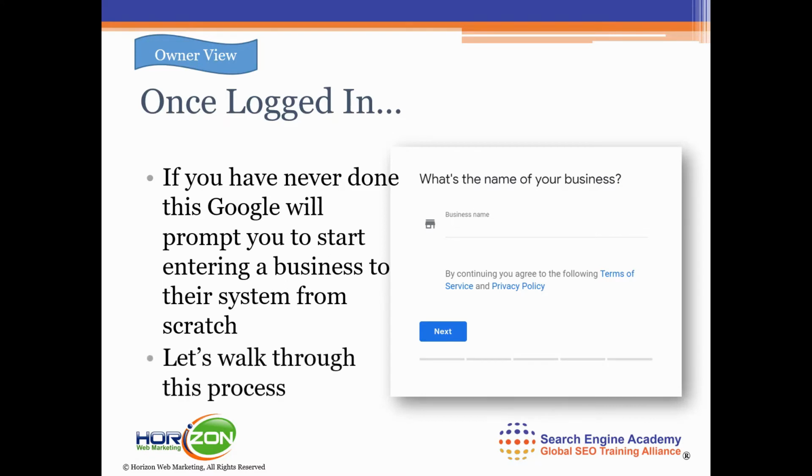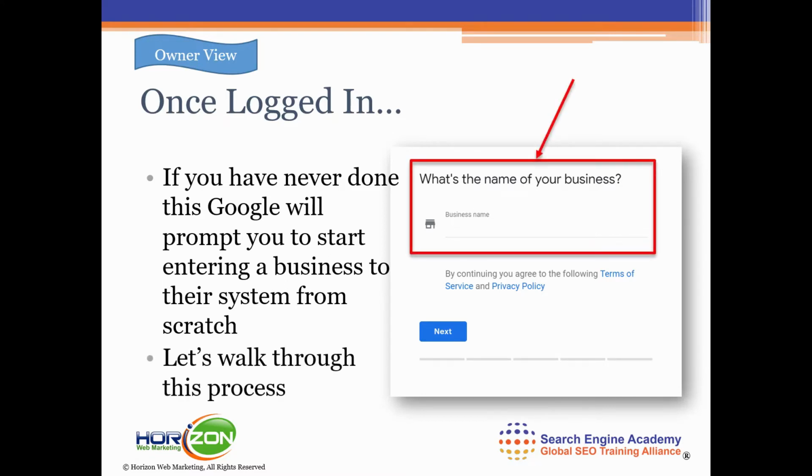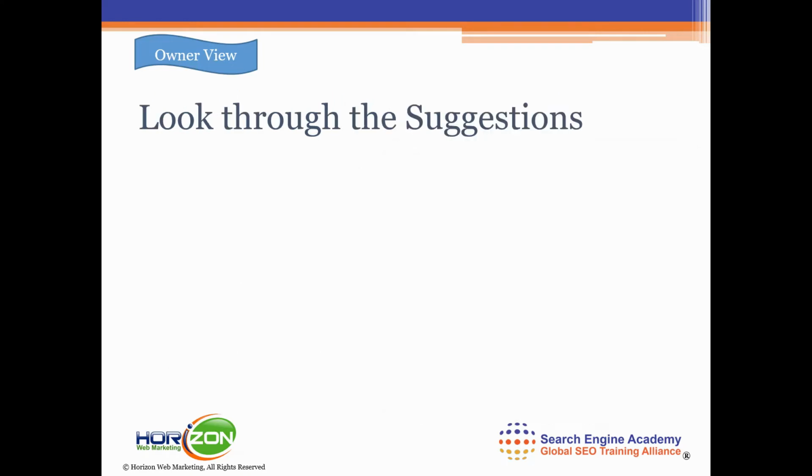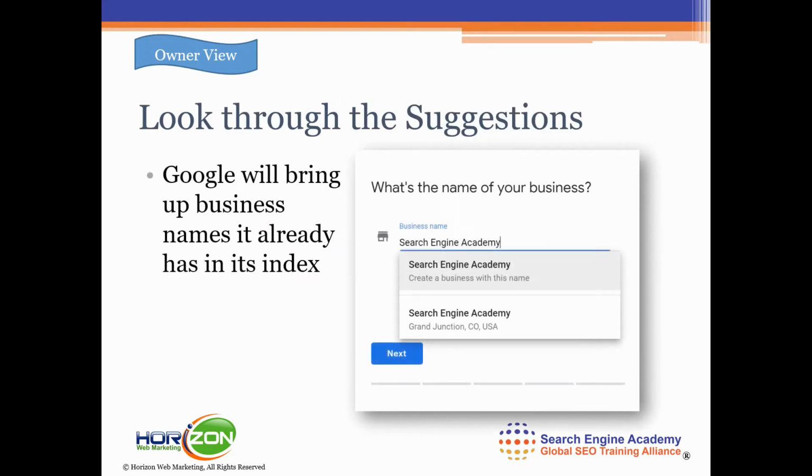As you start typing in the business name in the box that they have there, Google is going to start giving you some suggestions. In this case, I typed in Search Engine Academy, and you'll notice here that it gives me two different choices with the exact same name. One of them is Search Engine Academy, Grand Junction, Colorado, USA. That's the only match that they have anywhere in the United States for Search Engine Academy. And they also are going to allow me that I can create a business with this name, because often businesses will have the same name, but they'll be different businesses.